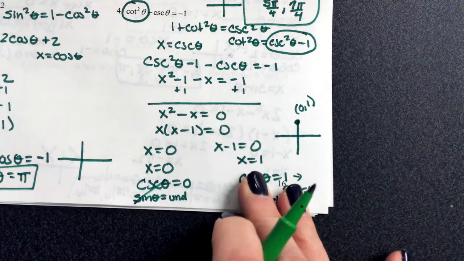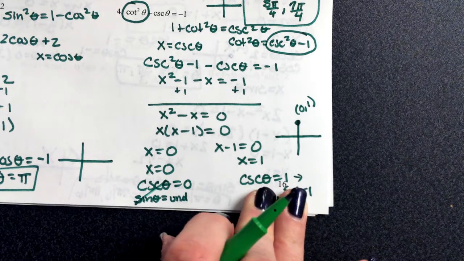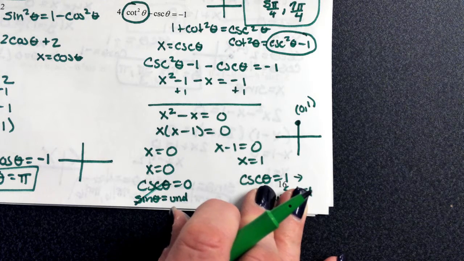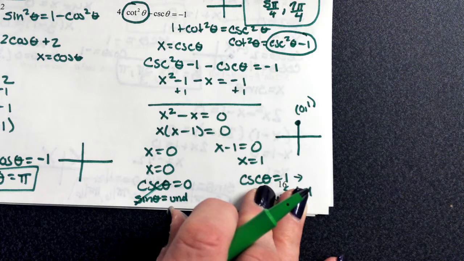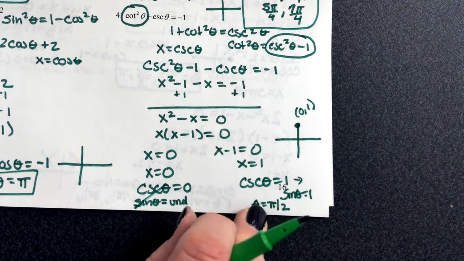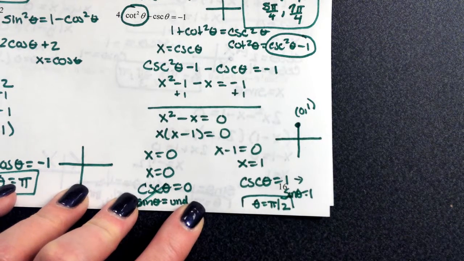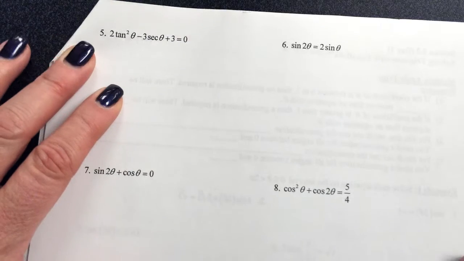If you remember, the range of cosecant is all real numbers less than or equal to negative 1, or all real numbers greater than or equal to 1. 0 is not in the range of cosecant, so it does not have a solution. All right? So there's only one solution here, when theta is equal to pi over 2. Any questions on example 4? Okay, let's take a look at example 5.